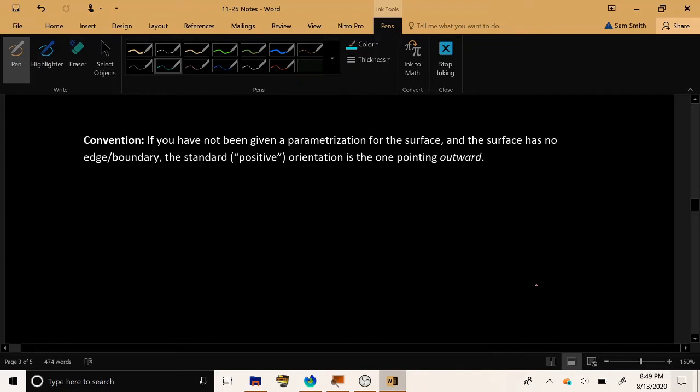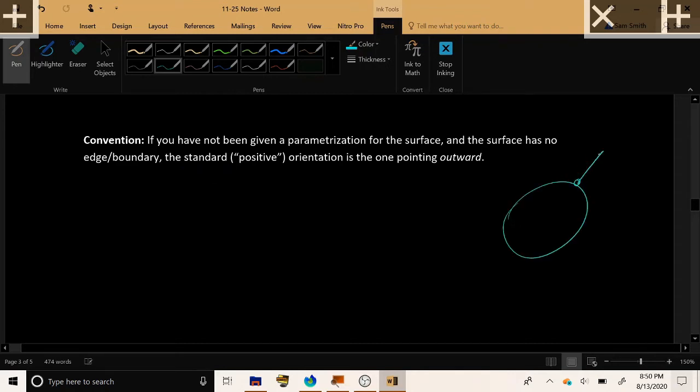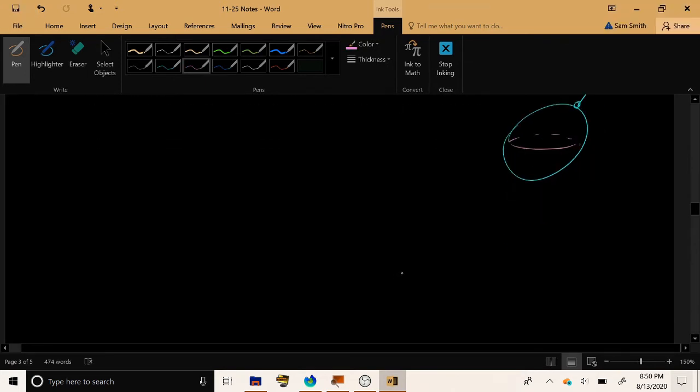If you haven't been given a parameterization for the surface the same way that we were given the parameterization, and if your surface has no edge or boundary, like the torus, like the sphere, then we always just assume that we're going to choose the outside of that surface. The positive, the standard orientation, the one that's usually agreed upon, is the one that's pointing outside of the surface rather than the one that's pointing inside. That's what's just agreed.